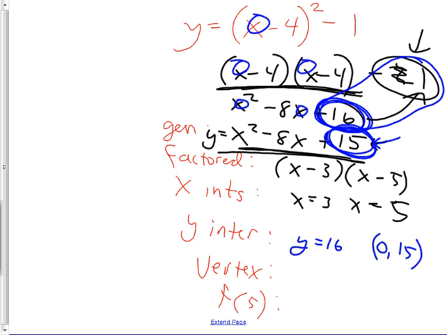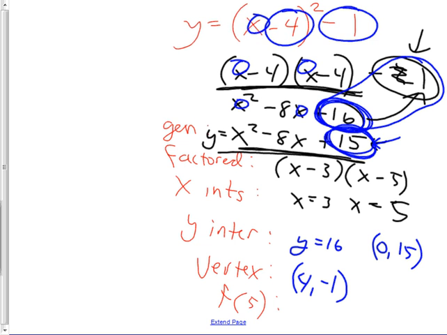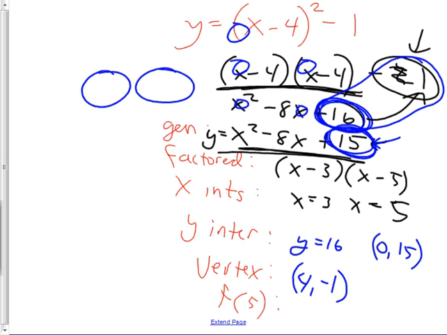Okay, the vertex. The vertex is the spot where, well, if you graphed this thing, you'd be able to find the vertex pretty easy. But it's right here too. Except it's not -4, -1. It's 4, -1. And then f of 5. If I stick a 5 into this equation, I would recommend sticking it into the original equation here. And so if I put a 5 in there, I would have 5 minus 4 makes 1. 1 squared is 1. 1 minus 1 is 0. So 5 gives me 0 for an answer.